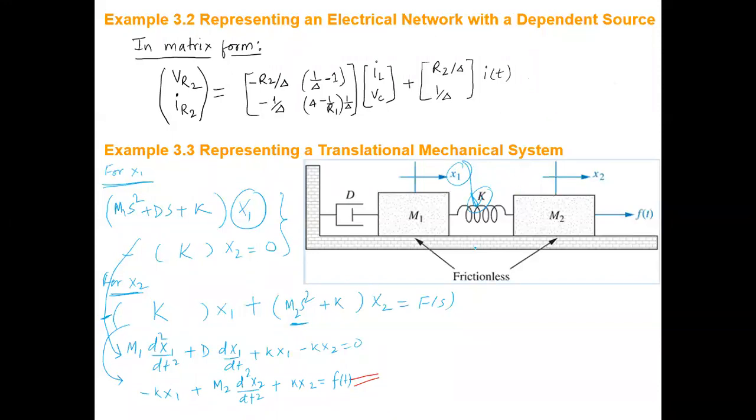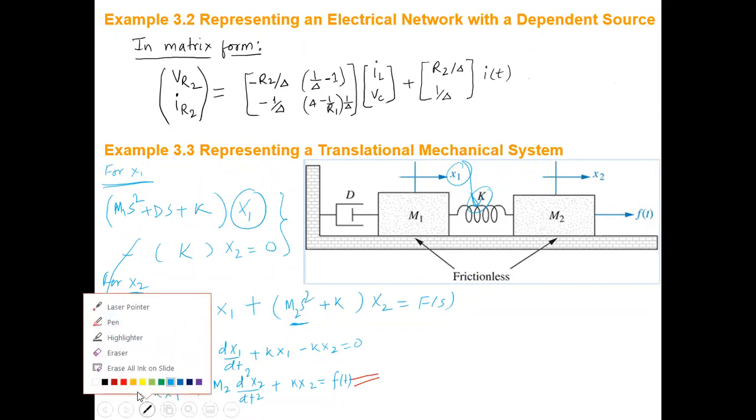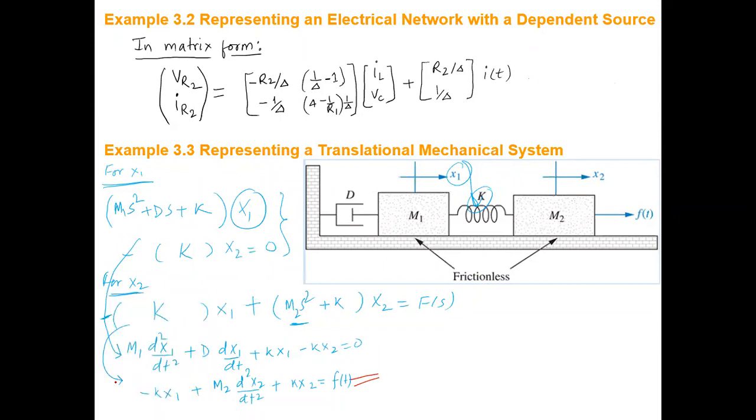Now, what are the state variables here? Let me change the color here. So my state variables are x1, dx1 over dt, x2, dx2 over dt, right? These are my state variables. I can call it x1, this is v1, x2, this is v2.